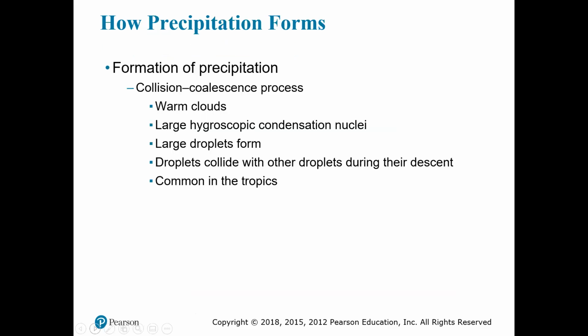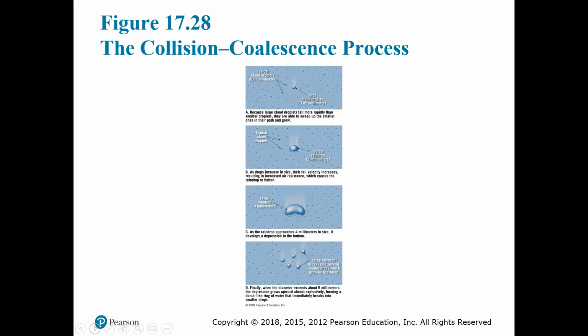The other type of precipitation is the collision coalescence process, and this occurs in warm clouds, and this is shown for you on page 539. So what happens is if we have a cloud that's composed of only liquid water droplets, some of them have to be larger than 20 micrometers, which is 0.02 millimeters, in order for precipitation to form. And so that's what you're seeing in this top figure. Most cloud droplets are about 0.02 millimeters, but then we have to get some larger ones in here.